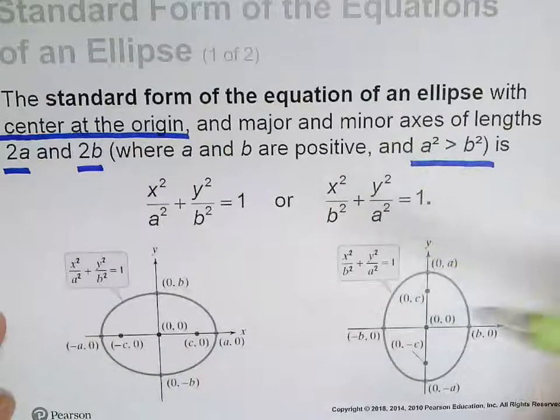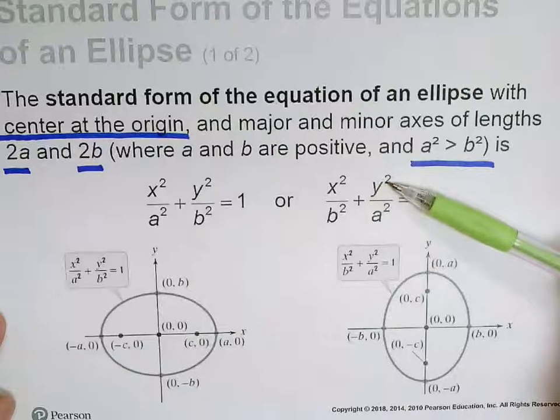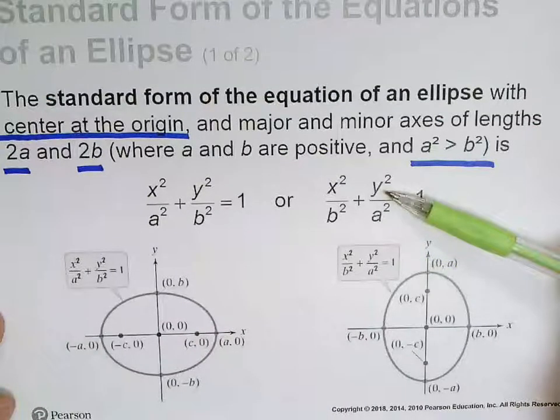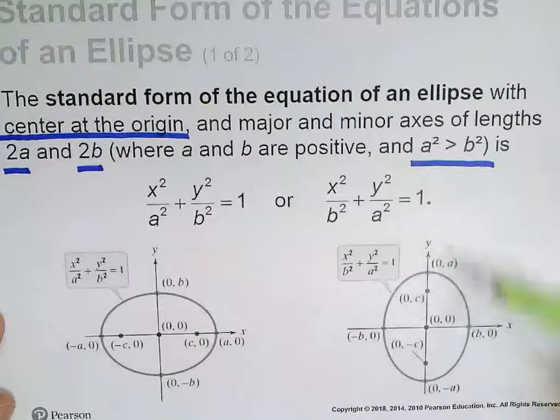Over here, notice that the a squared is under the y term, the y-squared term. Remember again that a squared is always larger than b squared. So since the a squared, which is the largest denominator, is under the y variable, then the major axis is going to be vertical, which is what you see right here.